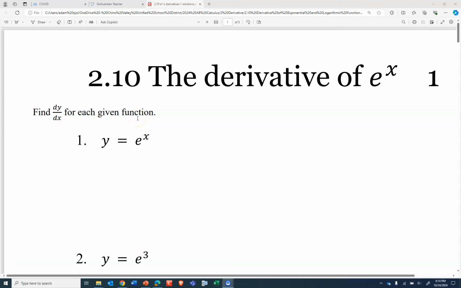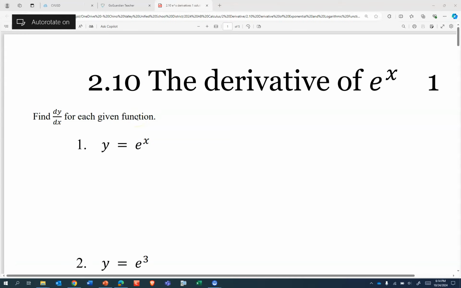All right. Derivative of e to the x, numero uno. There's not really a second one. The second one's natural log and 2 to the x and stuff like that. Okay, so find dy dx for each given function.